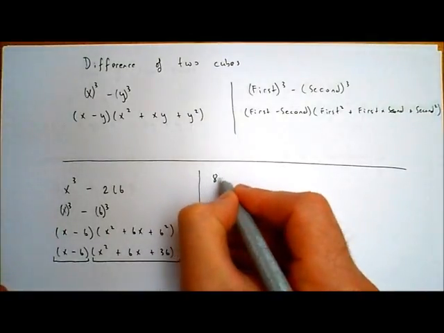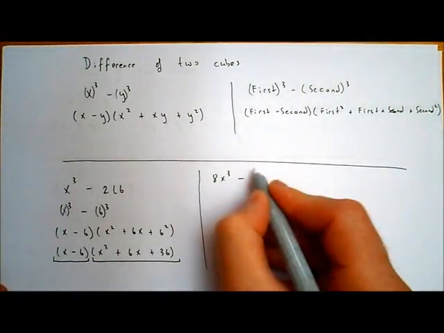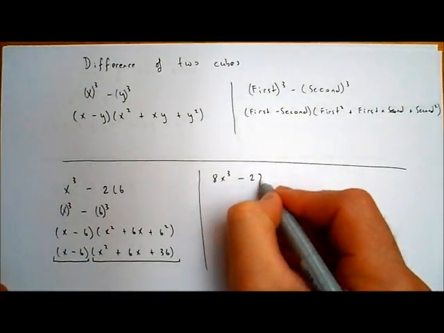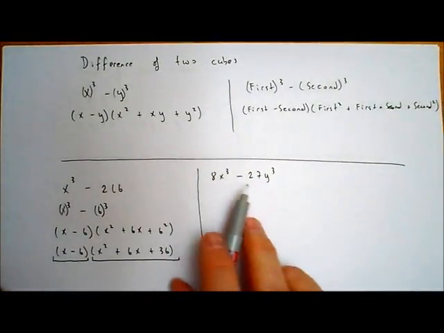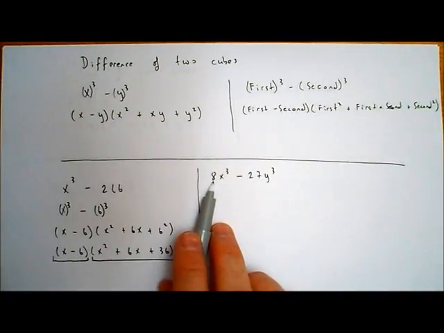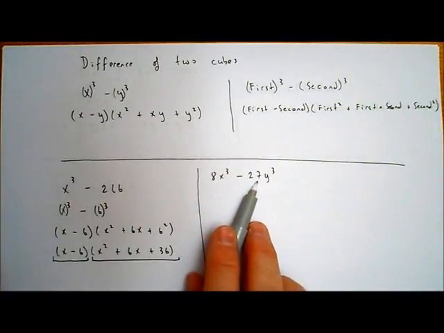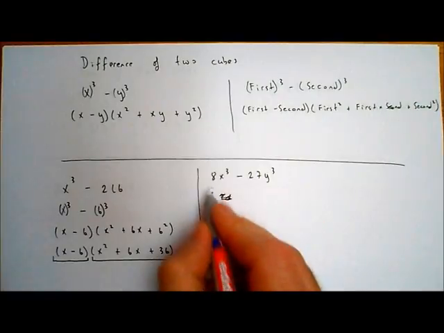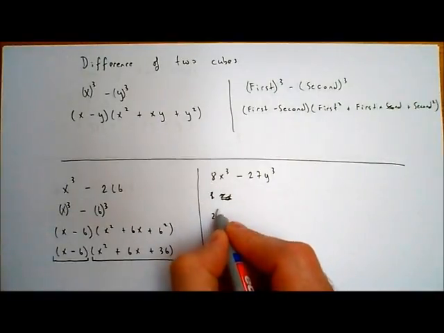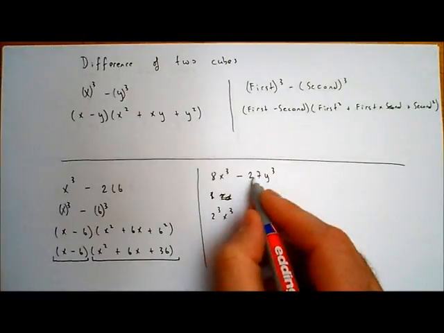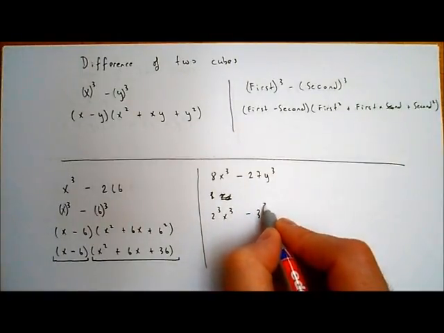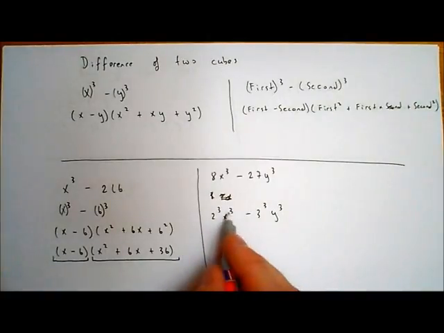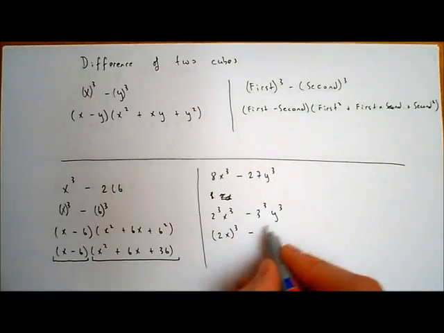So say we had 8x cubed minus 27y cubed. Okay, so the first thing we've got to notice is that 8 is the same as 2 cubed, and 27 is the same as 3 cubed. So I could rewrite this, 8 is 2 cubed, so that's 2 cubed x cubed, minus, and 27 is 3 cubed, so that's 3 cubed y cubed. And rather than write the cube twice, I can put them in brackets. I can rewrite that as 2x all cubed minus, and I can put this in brackets, 3y all cubed.